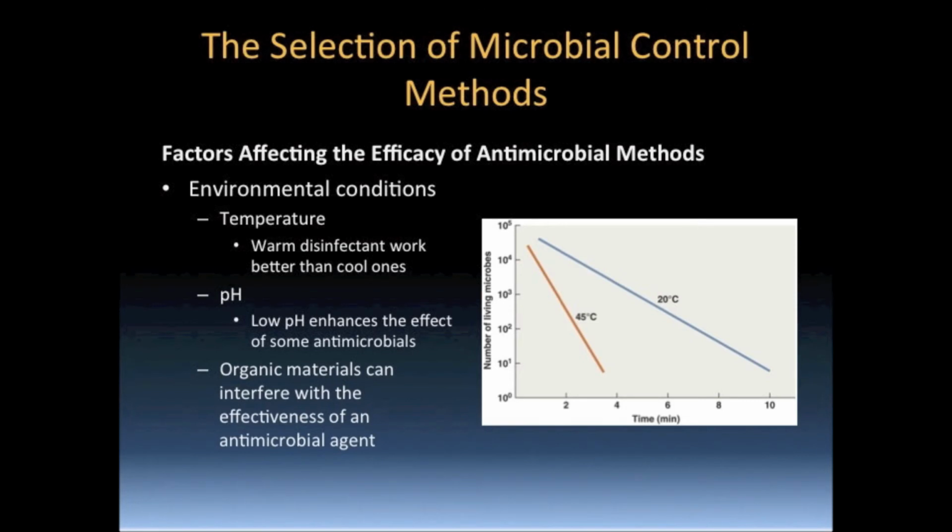A very important environmental factor that must be considered is whether or not organic materials are present. Organic materials include items such as blood, vomit, urine, fecal material, other bodily secretions, and biofilms. Organic materials can interfere with the effectiveness of the antimicrobial agent. Some chemical antimicrobials are actually inactivated in the presence of such materials. Objects that contain such material should be cleaned to physically remove the organic material before they are sterilized or disinfected.